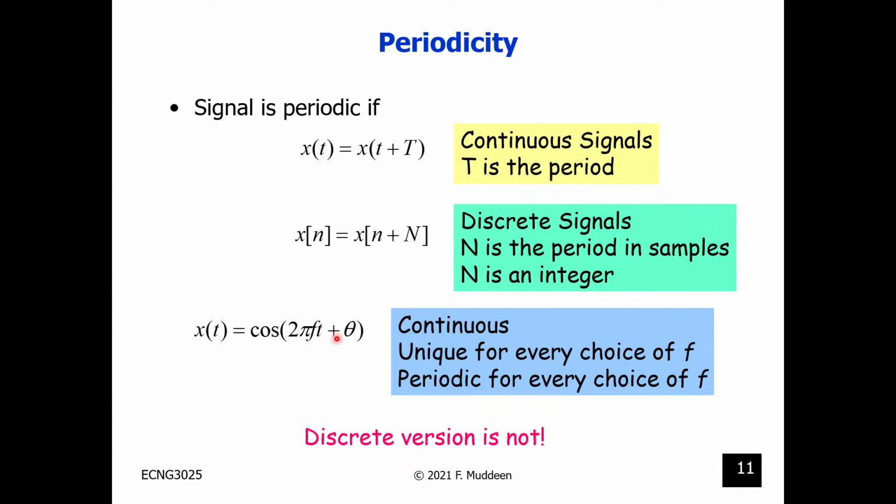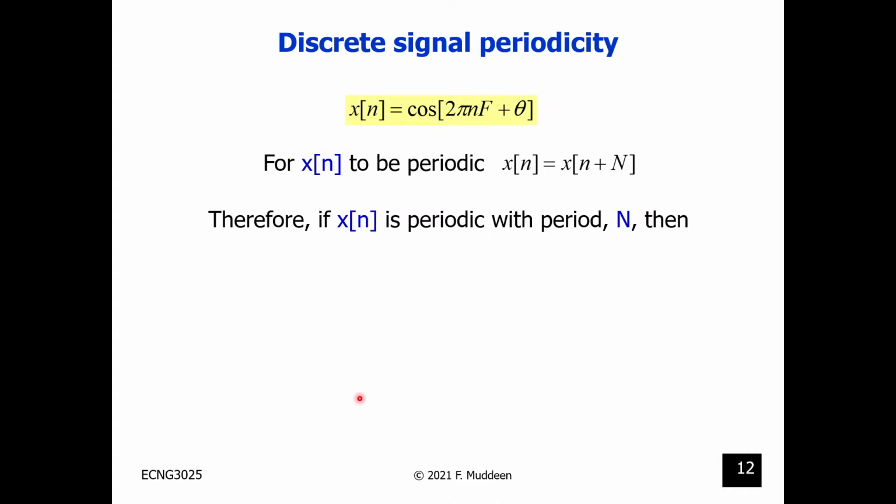However, when we try to apply this to the discretized time version, this property does not hold true. It's not going to be periodic for every choice of f, and it's not going to be unique for every choice of f, because in the discretized time version we're dealing with n being our samples. So, for argument's sake, instead of f for continuous frequency, we're going to use capital F for discretized frequency, and everywhere we had t is now going to be represented by n, our samples.